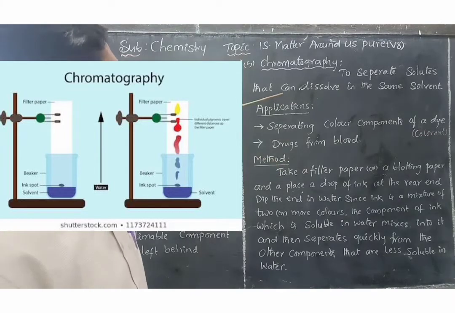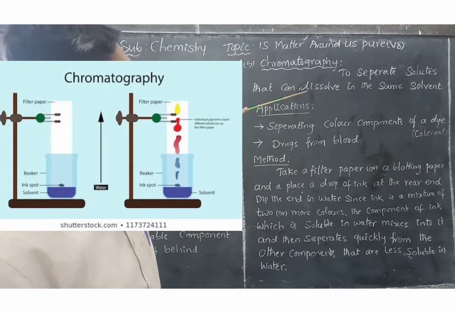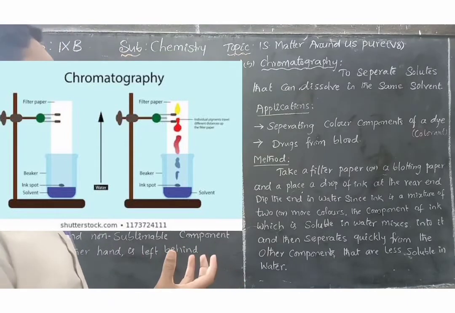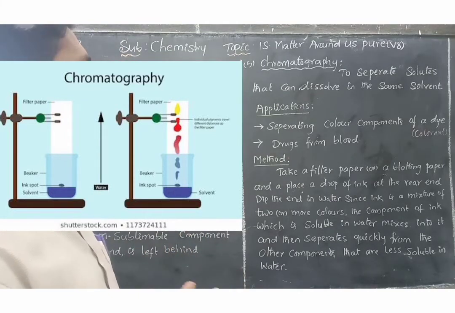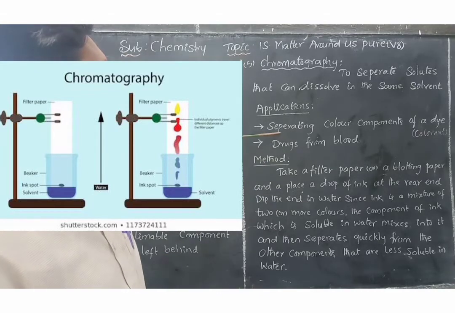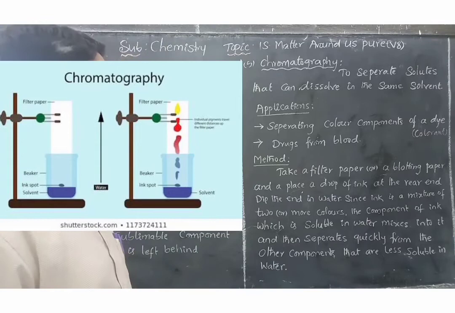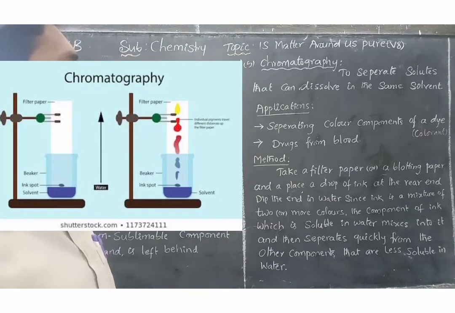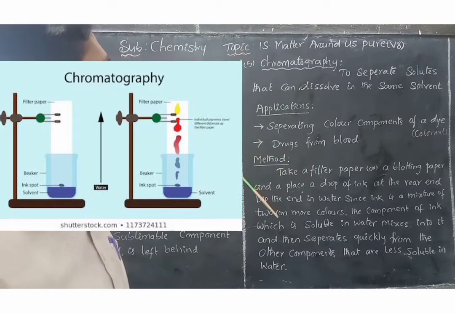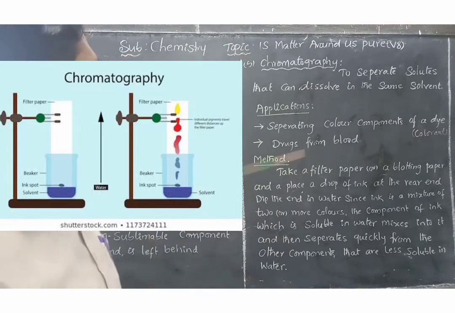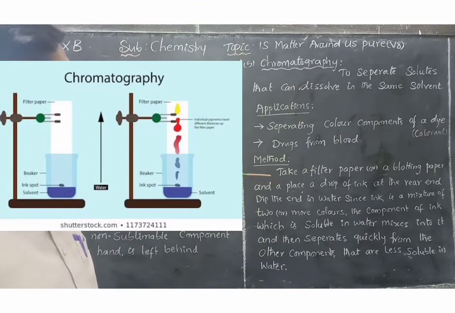Chromatography is used to separate solutes that can dissolve in the same solvent. In the solvent, the solute particles will be dissolved. Based on that, we can separate the particles from the entire mixture. An application is separating the color components of a dye. A dye is a combination of a number of colors, called a colorant. From that, I want to separate each color by using chromatography. Even drugs from blood can be separated with the help of chromatography. How it works, you can see in the activity in your textbook.